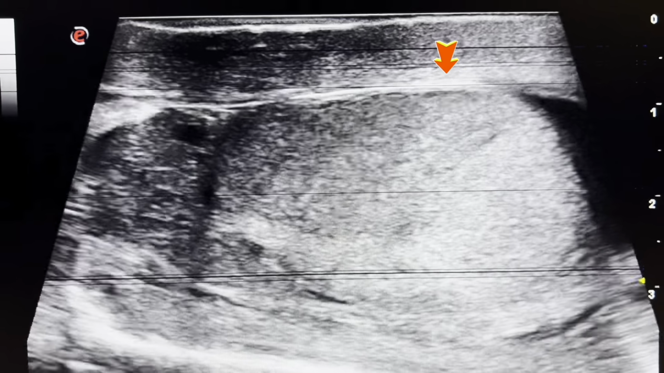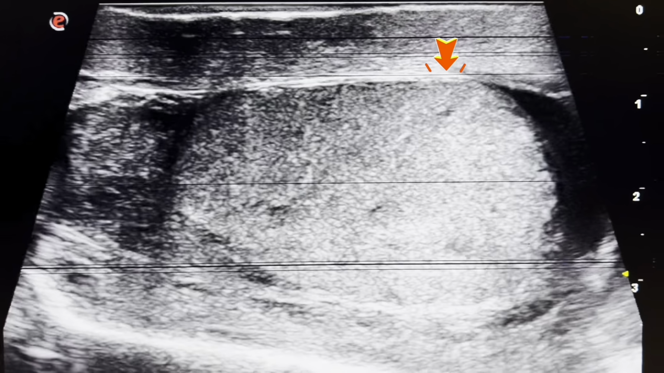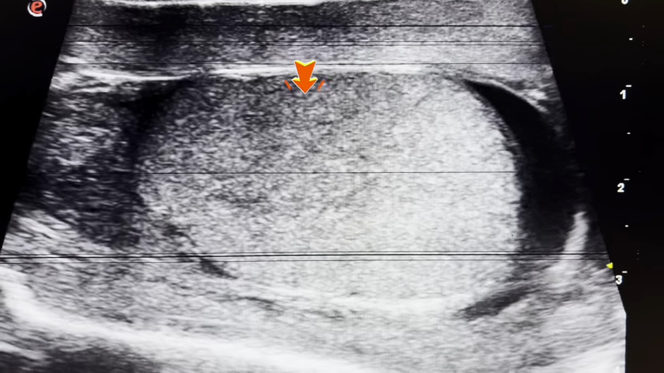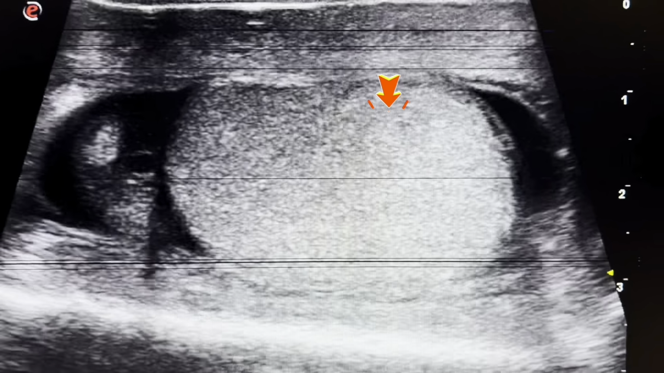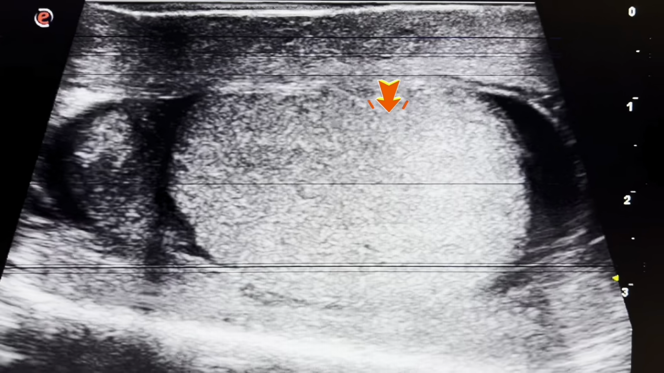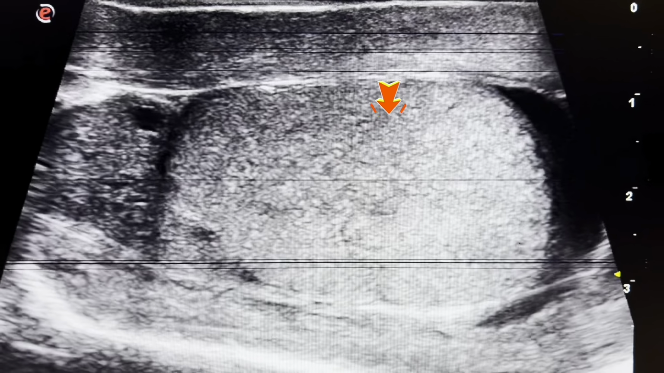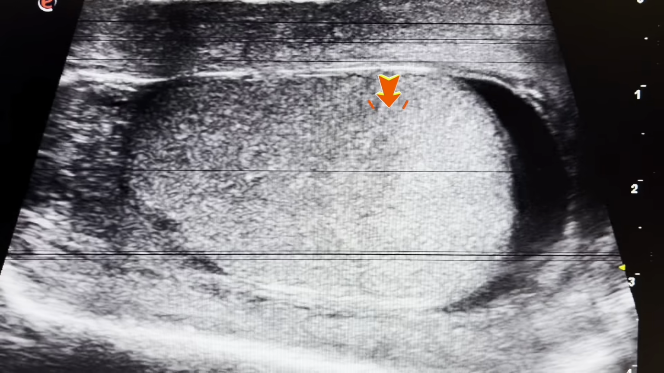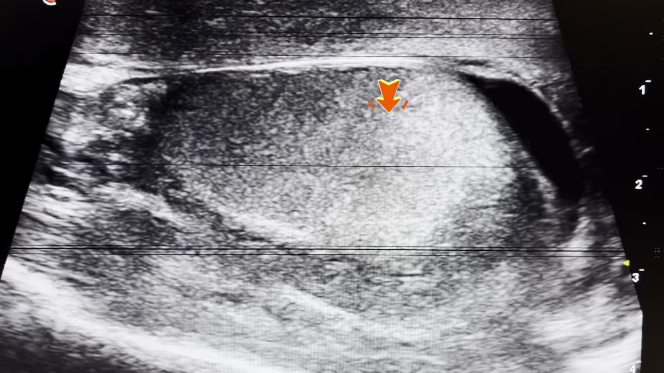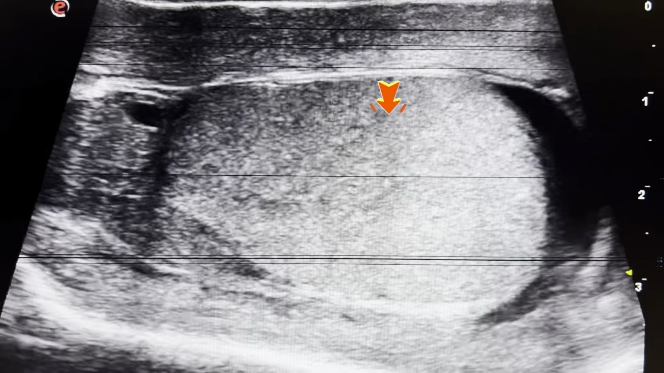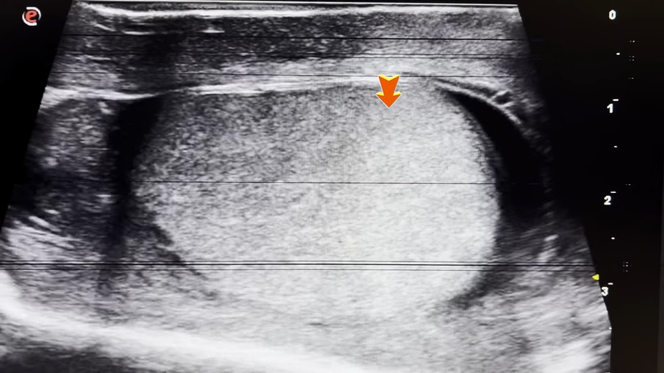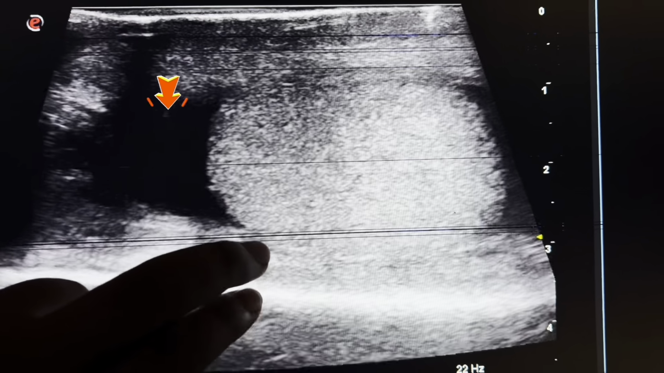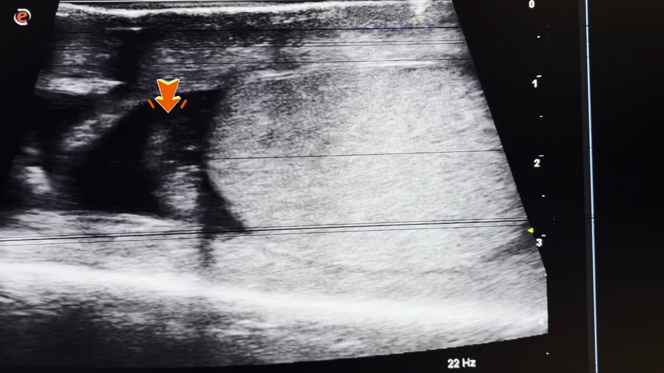Now we are scanning the right scrotal sac. This is the right testis, which is normal in size but shows heterogeneous texture. Here we see that the echogenicity of the testis is increased. When there is inflammation in the testis, the echogenicity of the testis is increased. Here we see an anechoic free fluid around the testis.